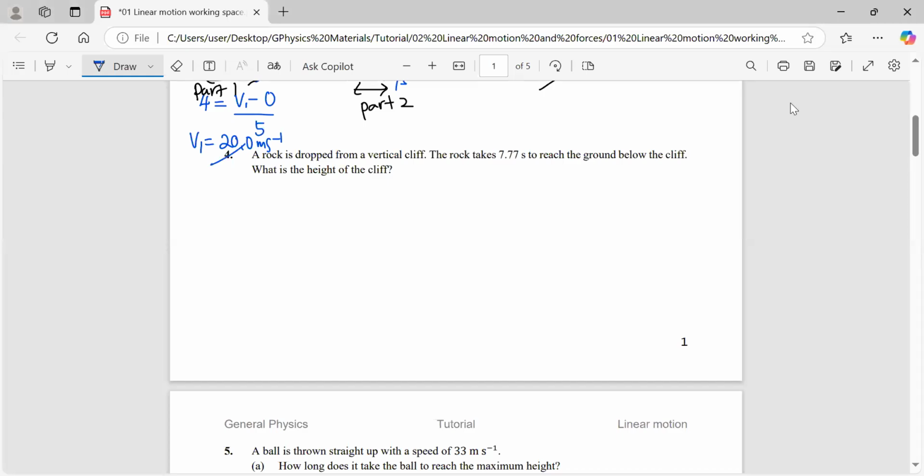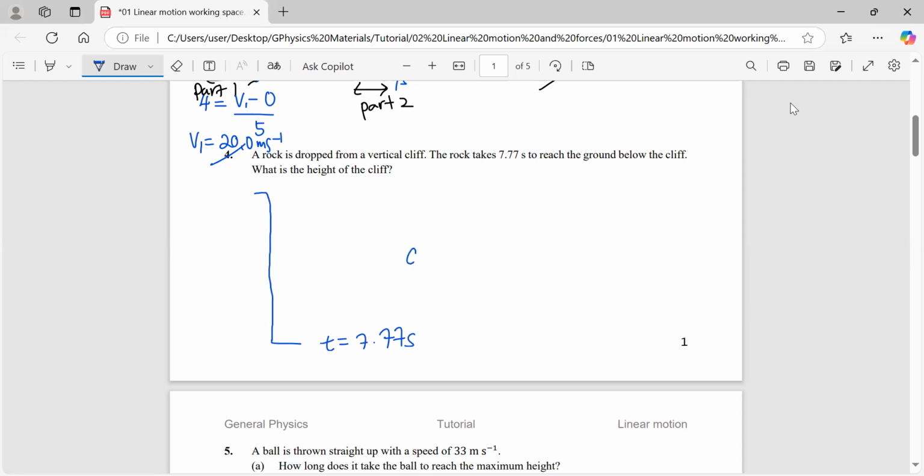Question number 4. A rock is dropped from a vertical cliff. The rock takes 7.77 seconds to reach the ground below the cliff. What is the height of the cliff? The rock is dropped from a vertical cliff, so I can just put a cliff here. The rock takes 7.77 seconds, so I can put this as the time taken, 7.77 seconds to reach the ground below.